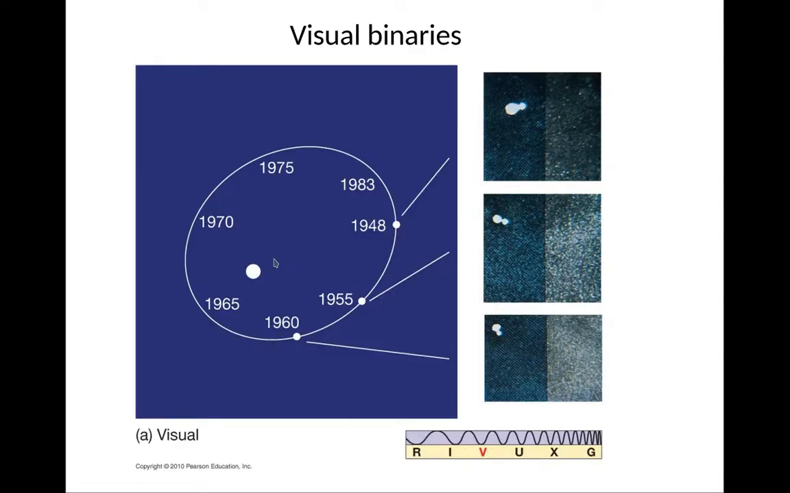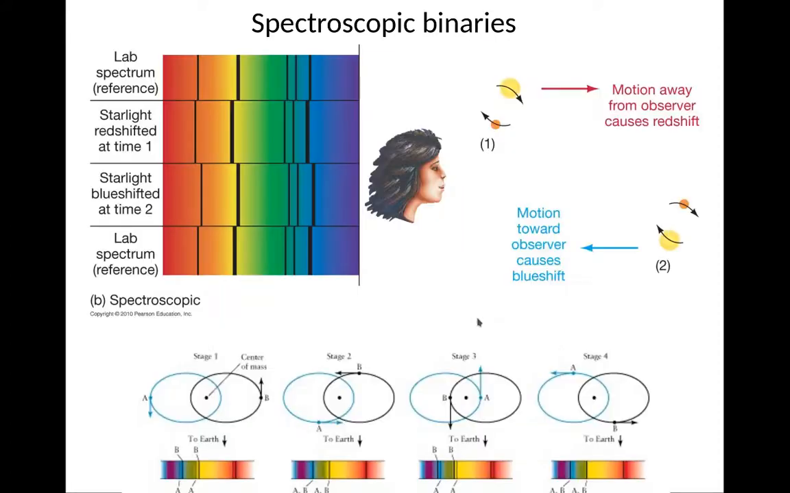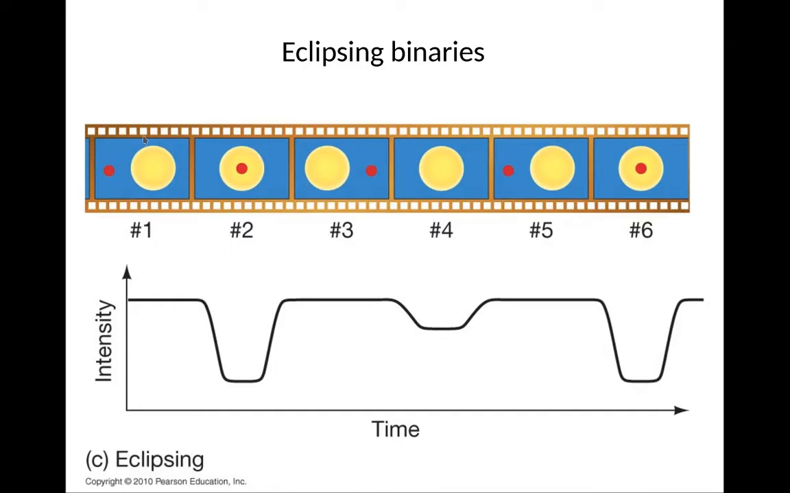So here are some visual binaries, right? This is over a period of 1948 to 1983. It's about 40-ish years or so, right? You can see the position of the companion slowly changes over time. Now you want to tell spectroscopic binaries. Basically, these stars have orbits much closer to each other. And over a period of time, if you look at the spectrum frames, it first gets red shifted, moves to red, then it gets blue shifted at a second time. And by measuring the shifts, the period of the shifts, you can measure how quickly these stars orbit each other. Okay. Finally, there's eclipsing binaries.